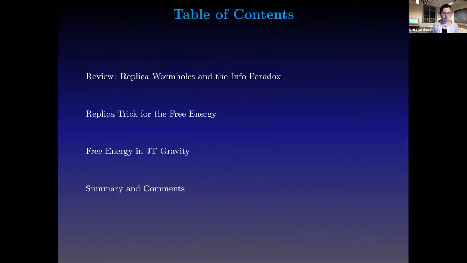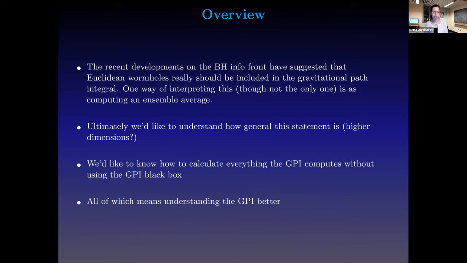So let me summarize and make a few comments about where I think we're going with this and why it's interesting. The recent developments on the black hole information paradox have suggested that Euclidean wormholes should be included in the gravitational path integral. Again, one way of interpreting this, certainly not the only one, is computing an ensemble average. Of course, the thing we really would like to understand is how general this statement is. How do we think about this in higher dimensions, for example?